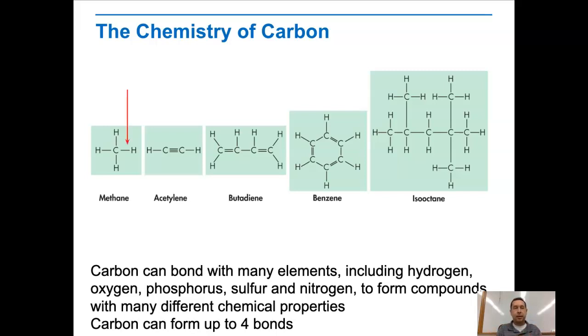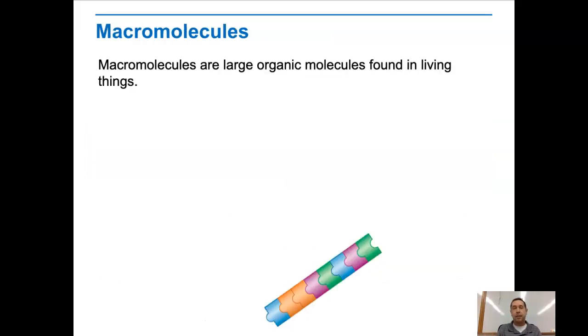You can see that there's methane. It's got a single bond for each carbon. Acetylene has a triple bond for the central carbons. Double bonds. So again, you can see that this different structure leads to different functions of these molecules as well. So you have some that are chains, some that are rings, and some that are branching chains. These are the different basic structures of these compounds.